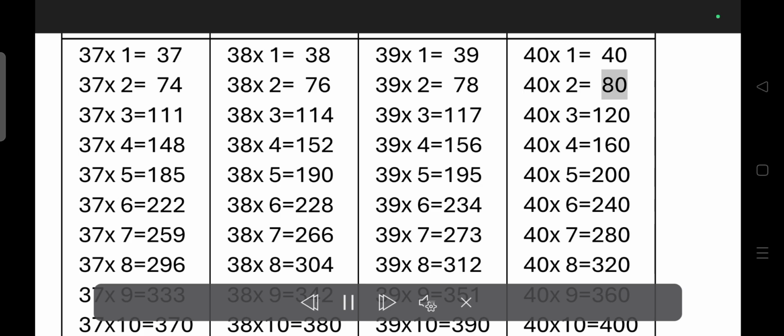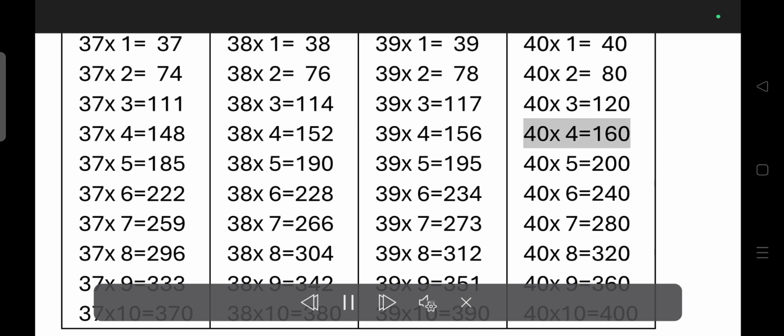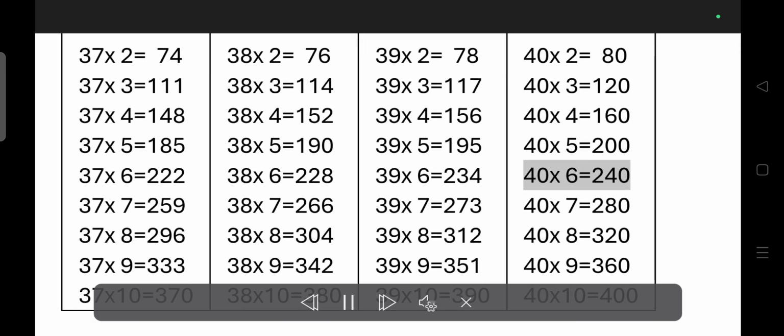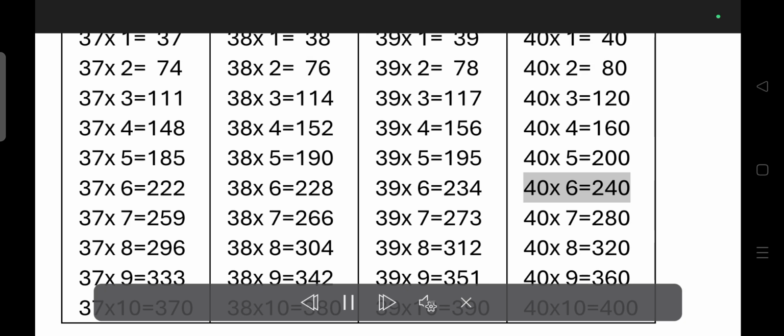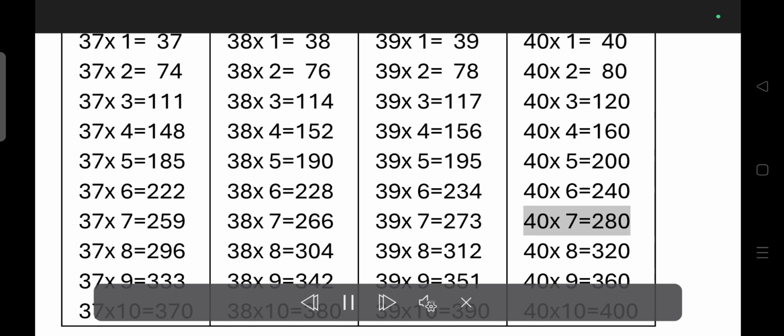40 times 1 is equal to 40. 40 times 2 is equal to 80. 40 times 3 is equal to 120. 40 times 4 is equal to 160. 40 times 5 is equal to 200. 40 times 6 is equal to 240. 40 times 7 is equal to 280. 40 times 8 is equal to 320. 40 times 9 is equal to 360. 40 times 10 is equal to 400.